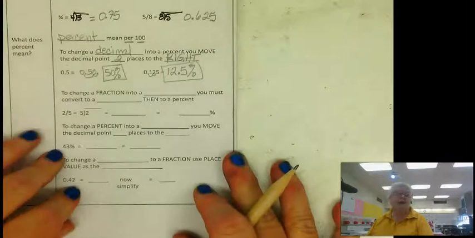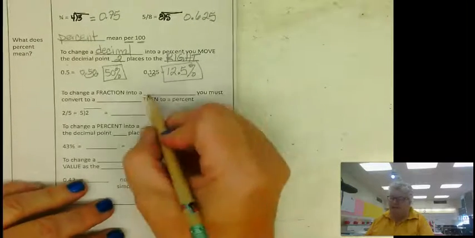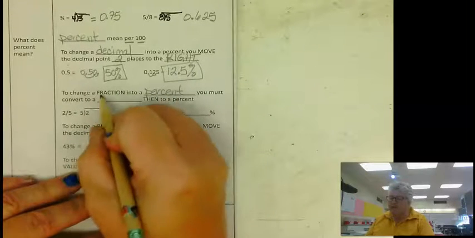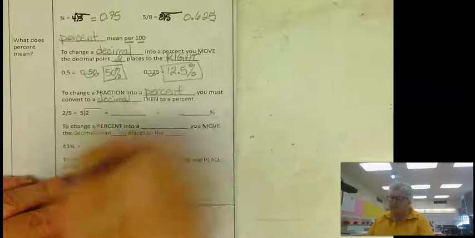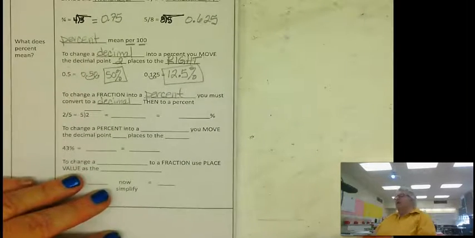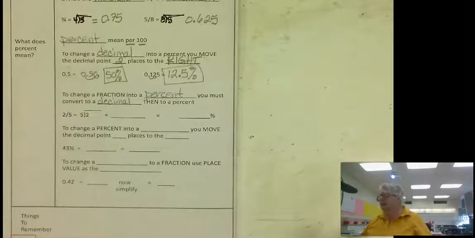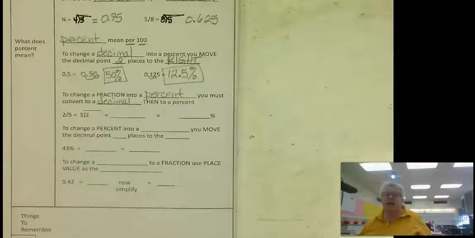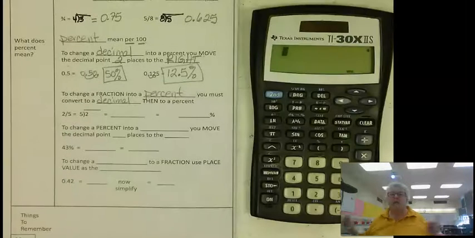Continuing on, to change a fraction into a percent, so we're going to do some more percent, you must convert to a decimal, and then change the decimal into a percent. This is going to be so easy too. You're going to be like, what? Yes, it is just that easy. And the easy way to do this is to have a calculator. Yes, I did say calculator, and I meant it. I really, really meant it. And the magic has happened, and I have a calculator right here.